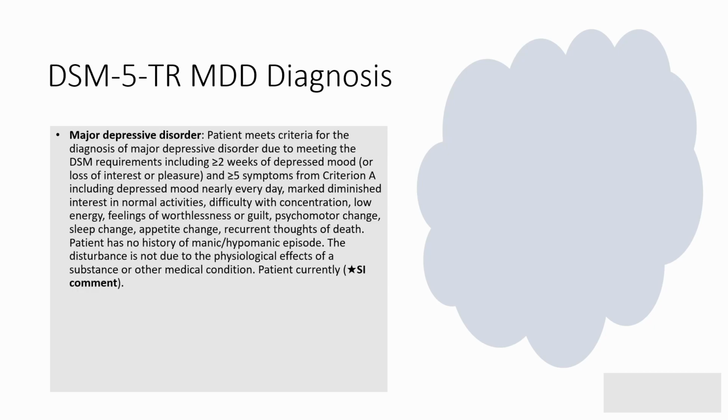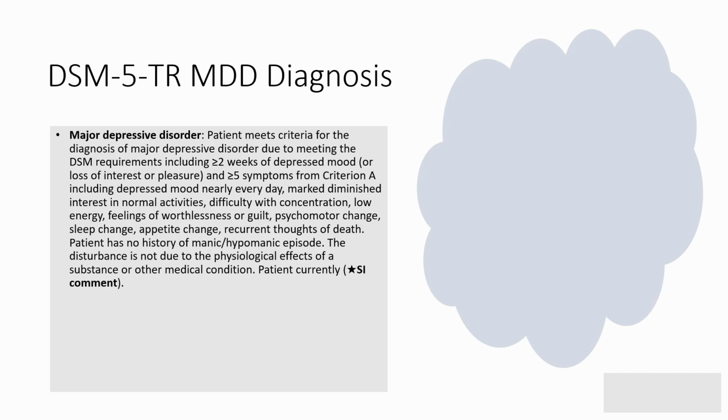For a patient to meet criteria for major depressive disorder, they require at least 5 symptoms to be present for at least 2 weeks. One of the symptoms needs to be depressed mood or loss of interest or pleasure. Other symptoms that can be present include poor concentration, low energy, feelings of worthlessness or guilt, psychomotor changes, sleep changes, appetite changes, or recurrent thoughts of death or dying.